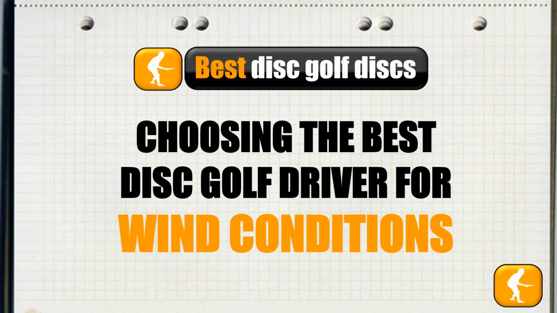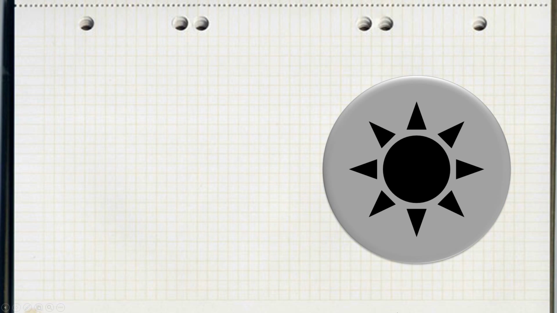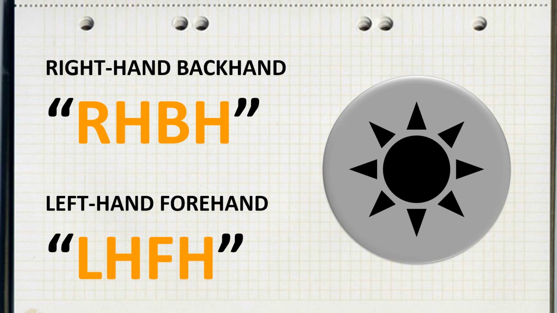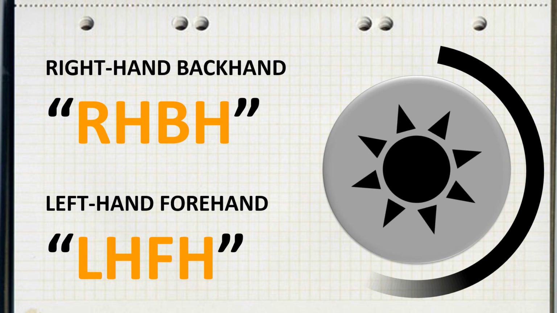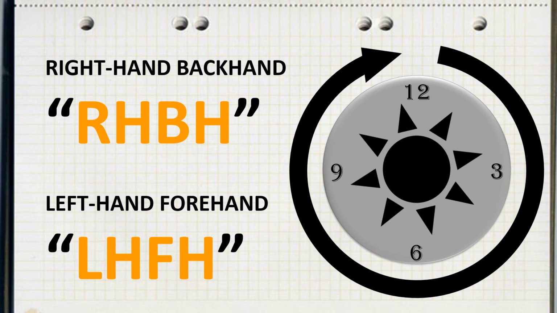In this episode, we're going to be covering choosing the best disc golf driver for wind conditions. We're going to be covering flight terminology, the impact of wind on disc flight, and disc selections to adjust for the wind conditions you're experiencing. All of our diagrams in this episode will be based on right hand backhand throwing or left hand forehand, meaning the disc will be rotating to the right or in a clockwise direction.